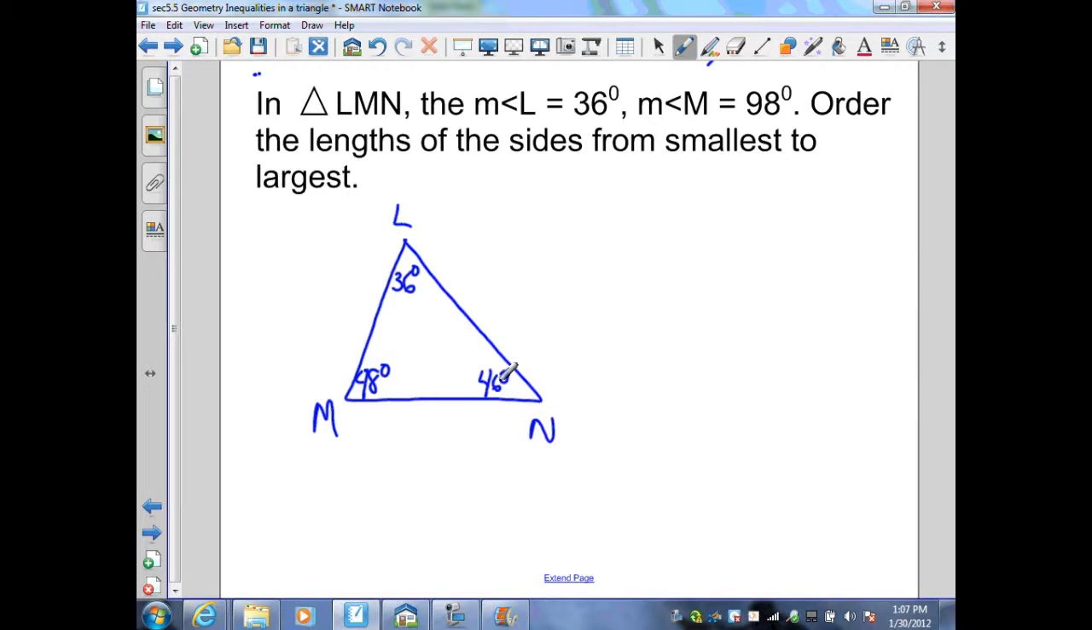From the side inequality theorem, I know that the largest side is opposite the biggest angle. Therefore, the smallest side must be opposite the smallest angle. Therefore, my smallest angle in my diagram is angle L. Therefore, the smallest side must be MN. And segment MN is less than the next smallest angle, which would be angle N. The side opposite angle N is LM.